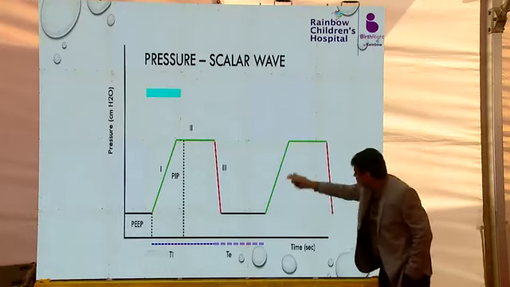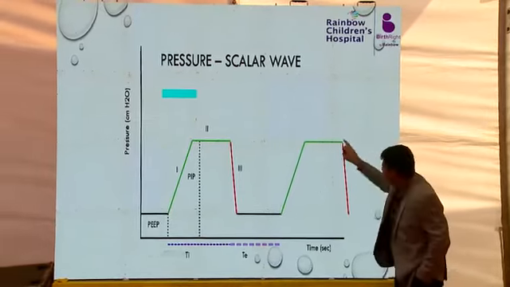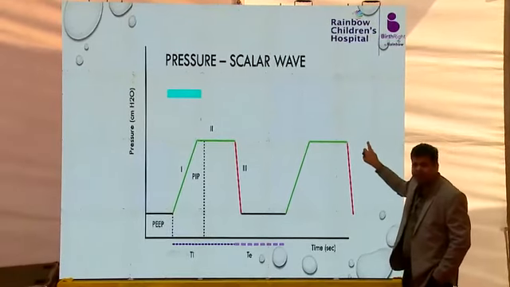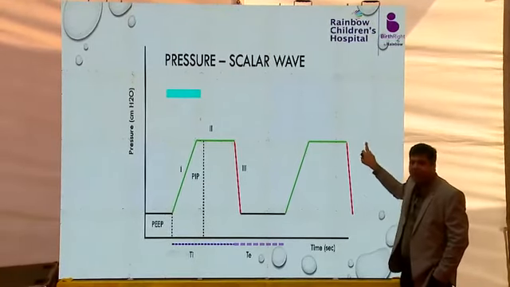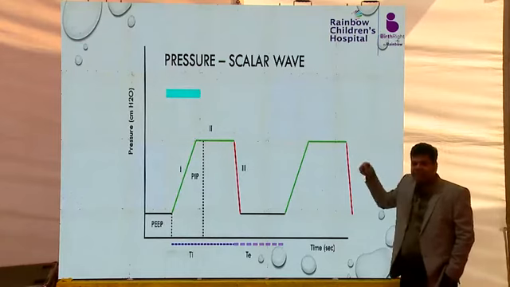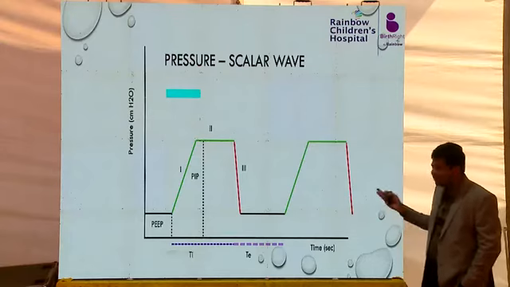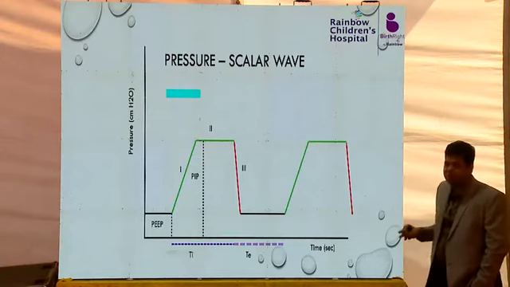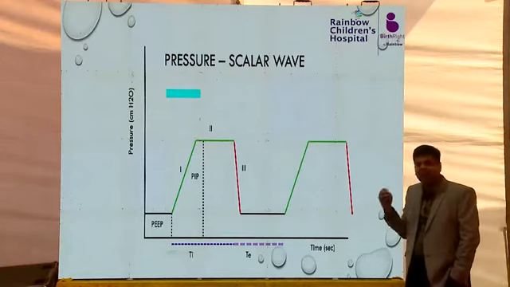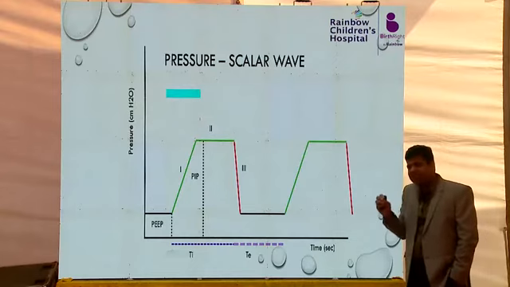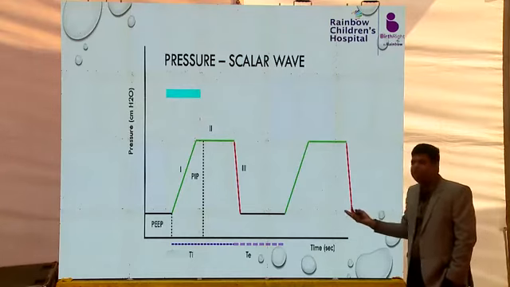Another is, suppose you increase this point, you bring it here, then also the area will increase. And how can you do that? By increasing the TI. So you can increase the TI. So all these things have their benefits as well as drawbacks. Important is to understand what the baby is and which parameter you want to increase.